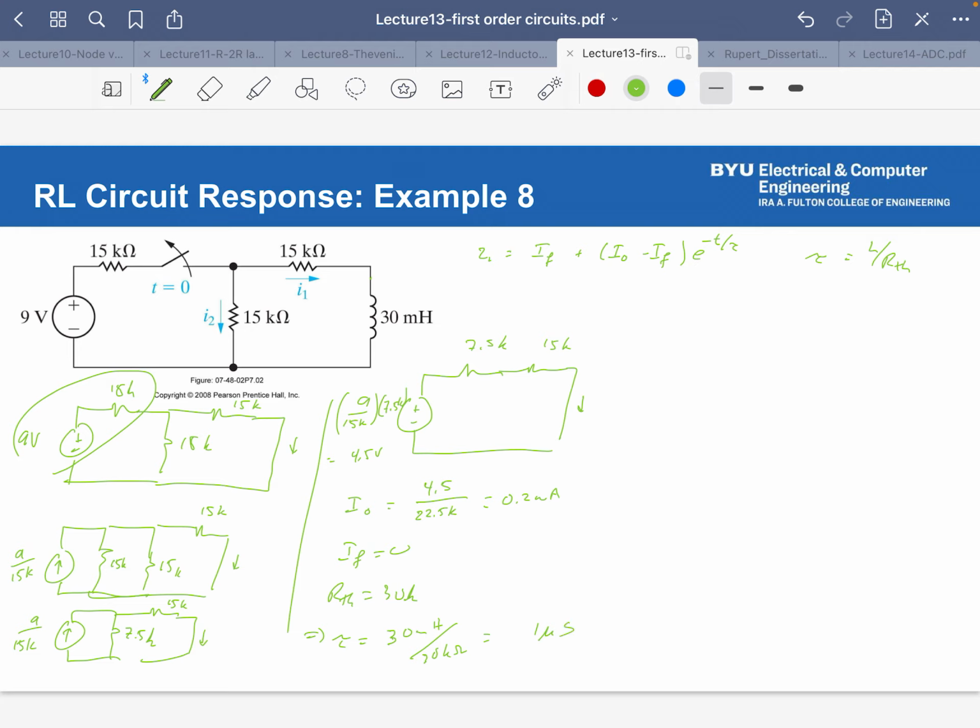Which is going to be 1 microsecond. Okay, so I1 then is going to be 0 plus 0.2 milliamps e to the minus t over 1 microsecond, and that's all in terms of milliamps. Okay, so that's I1.